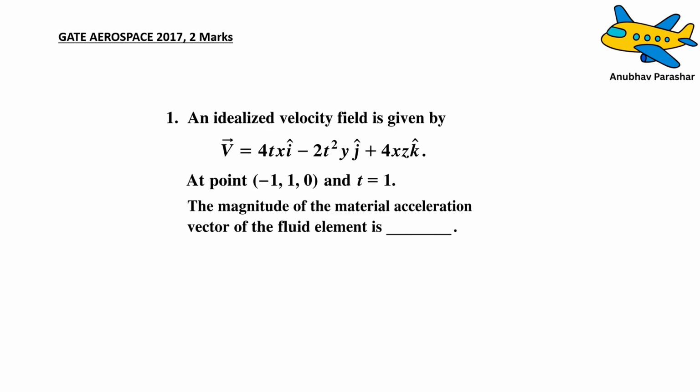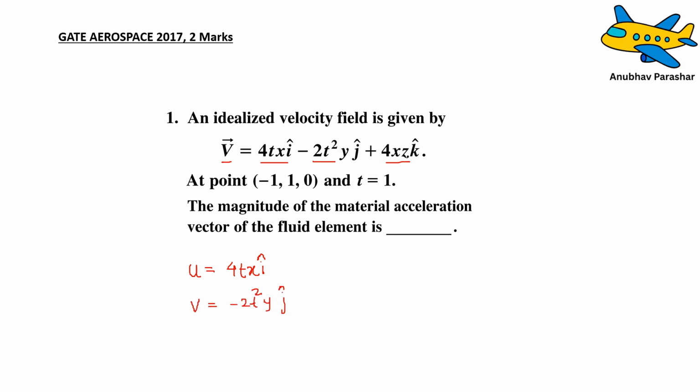Now, to understand this equation, you see velocity is given as this. So there are three components of velocity, right? What is the u component of velocity? Can you see? The u component of velocity is 4t i cap. What is the v component of velocity here? Minus 2t square y j cap.